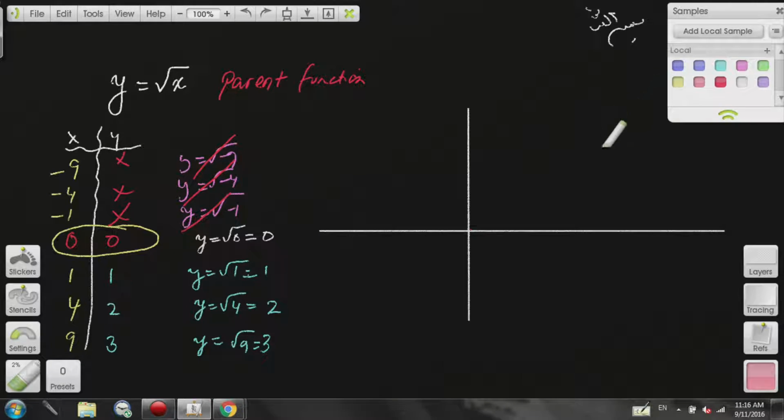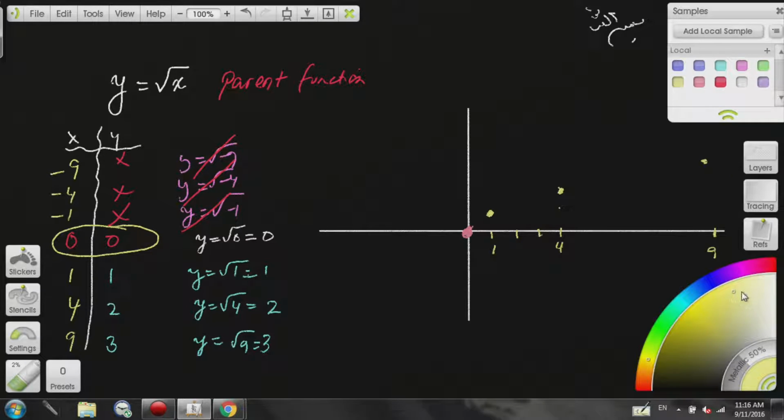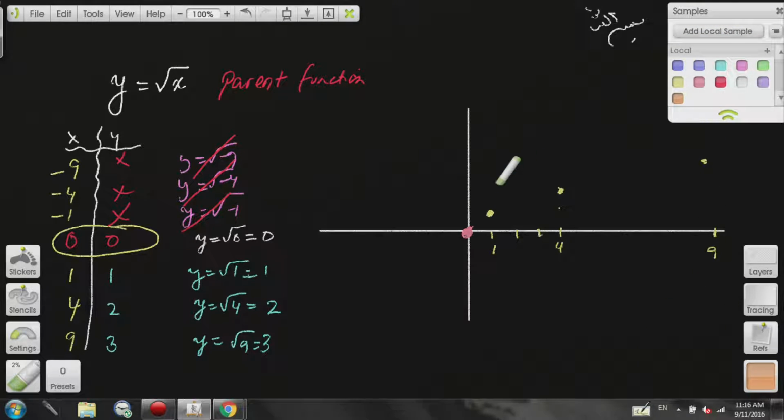So let's graph the numbers that we know. When x is 0, y is 0. When x is 1, y is 1. When x is 4, y is 2. And then I have to go all the way up to 9 over here. When x is 9, y is 3. Now if you were to plot all of these, you would get a function that looks like this.